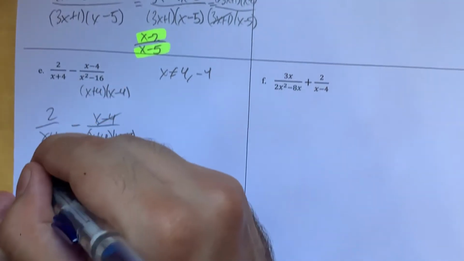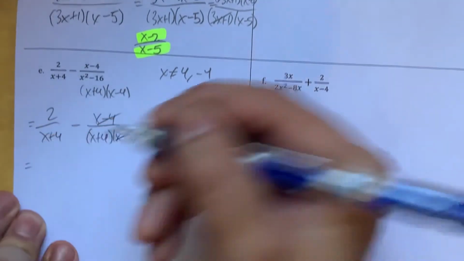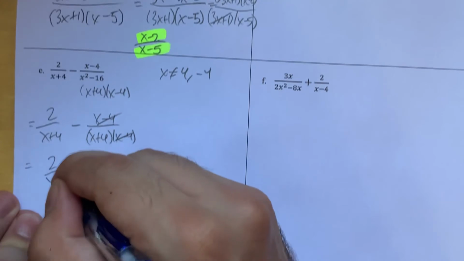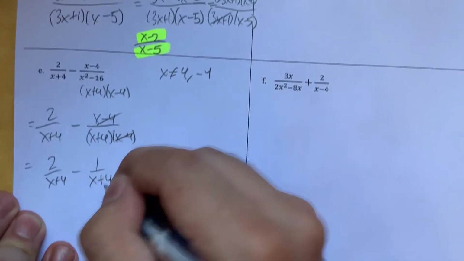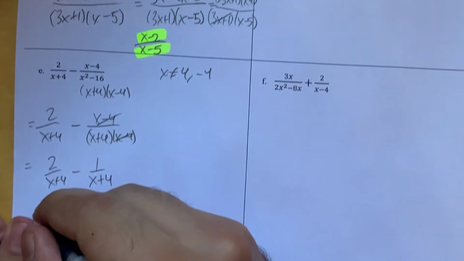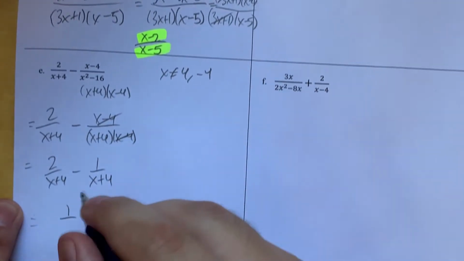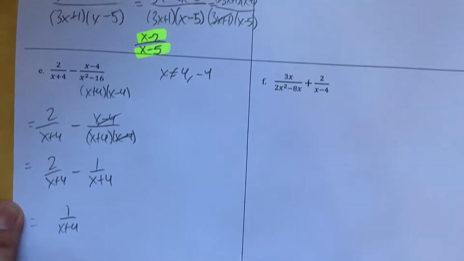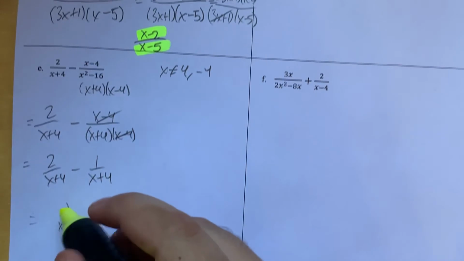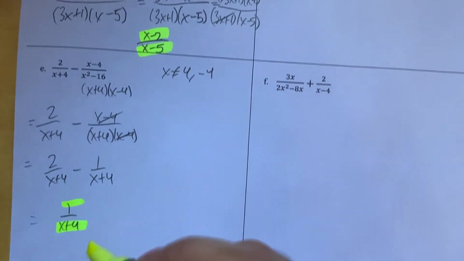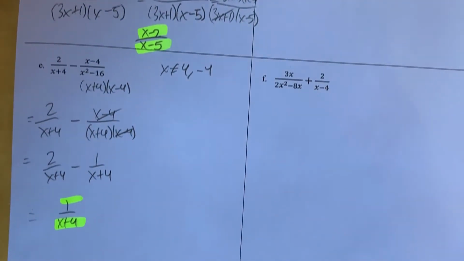And then we're going to get 2 over x plus 4 minus 1 over x plus 4. And we simply get 1 over x plus 4. And we did find the LCD at the top, but we really didn't need to for this problem. This one was straightforward and we got stuff to cancel.